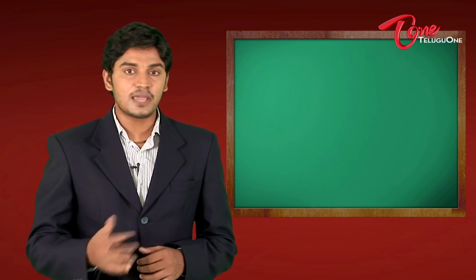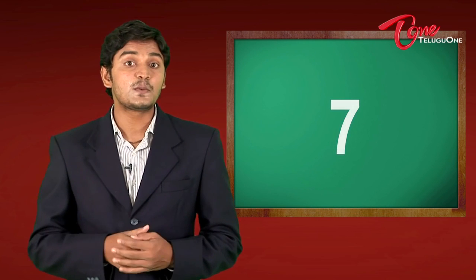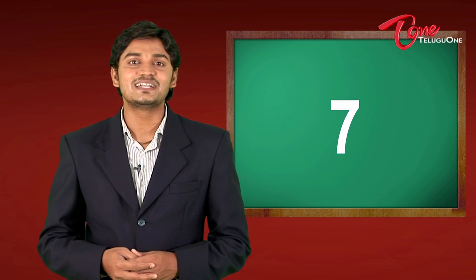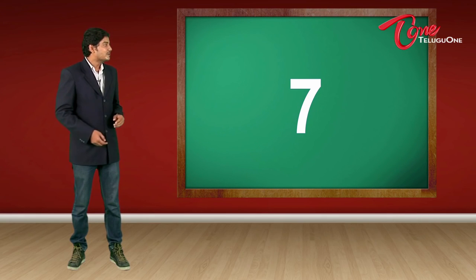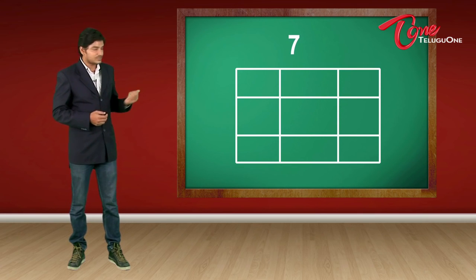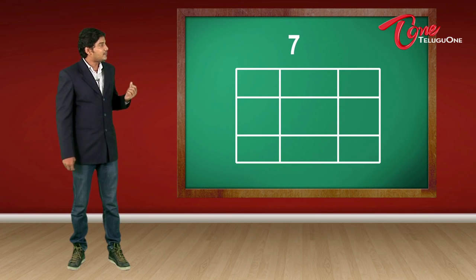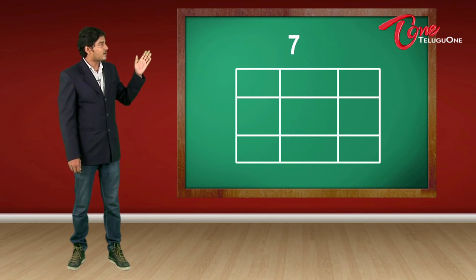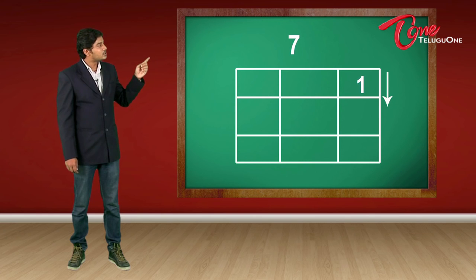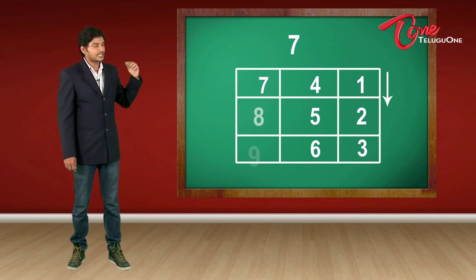Now, moving on to table 7. You must be wondering why I am not telling about table 8, because it is not necessary to learn table 8 at all. Now, let me have a small square, a 3 by 3 square as you can see on the board. Let me start from the top left corner. I'll start with number 1, 1, 2, 3. Jump to the next column, 4, 5, 6. Again jump to the next column, 7, 8 and 9.